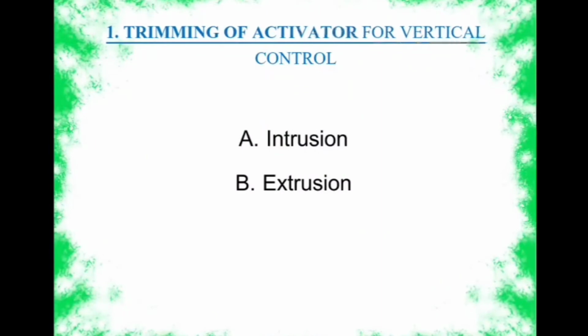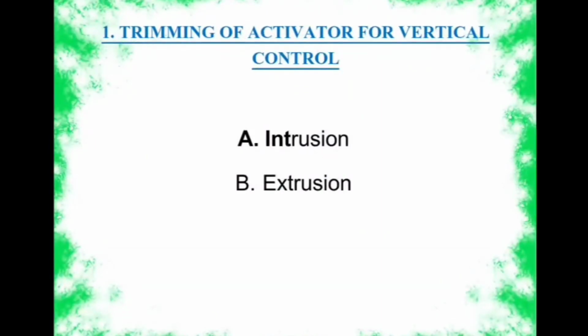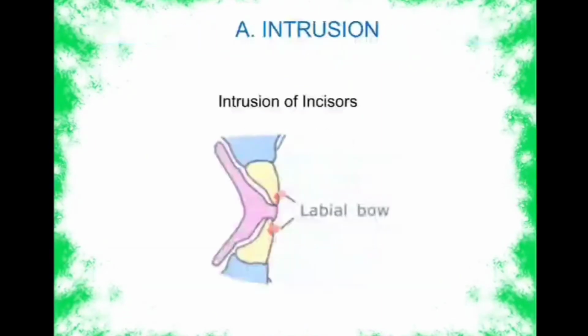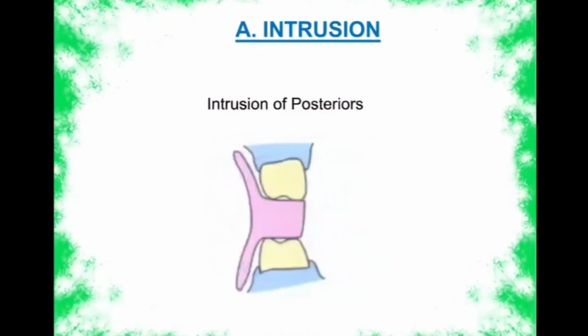Trimming of activator for vertical control, which means intrusion and extrusion. Coming to intrusion, intrusion of incisors is achieved by loading the incisal edges of these teeth with acrylic, and labial bow should be placed incisally, that is below the area of greatest convexity. And in case intrusion of posteriors is needed, then only the cusp tips are loaded with acrylic, and fossa and fissures are free of acrylic.